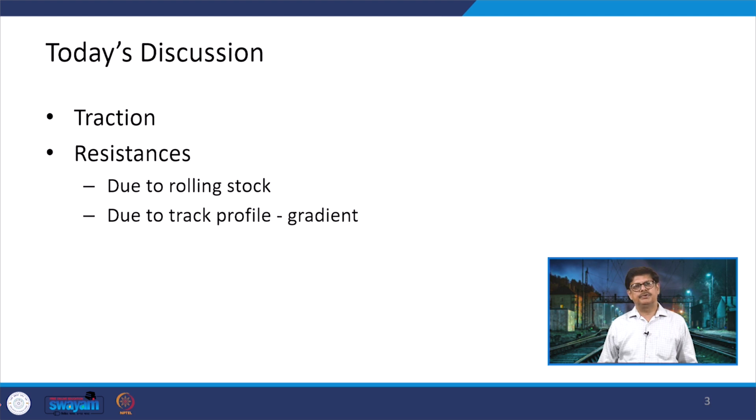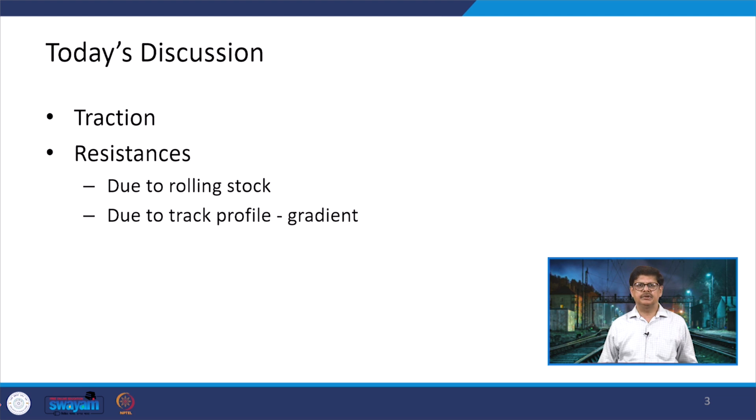Now, in today's discussion, we are going to talk about traction, and then after traction we will be discussing the resistances. There are different types of resistances which are offered on track, but in today's lecture we will be taking up the rolling stock resistances and the resistances caused by the gradient, which is a part of the track profile or the alignment.